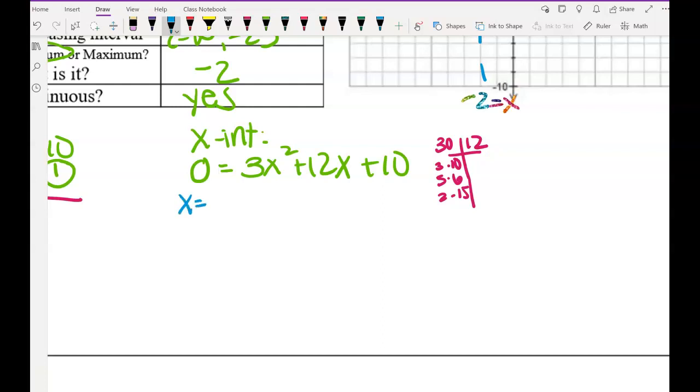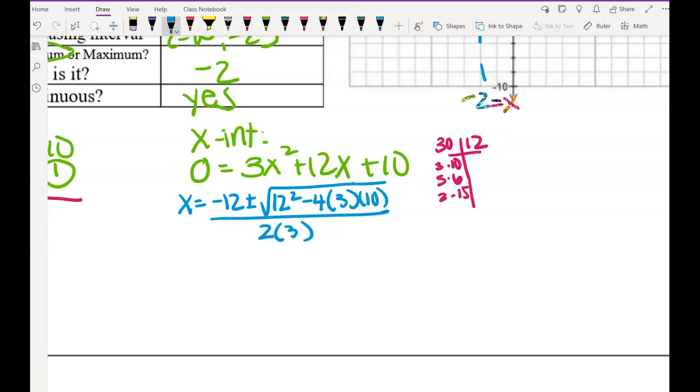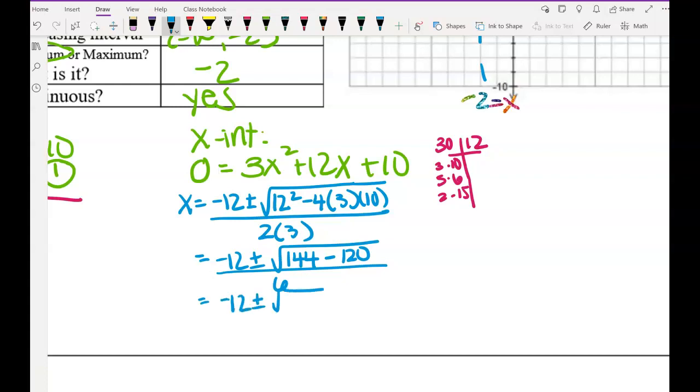X equals negative b, which is negative 12, plus or minus square root b squared, 12 squared, minus 4 times 3 times 10 all over 2 times 3. So that's going to give us negative 12 plus or minus, students, 144 minus 3 times 4 times 10. That's going to be 120 all over 6. Now, if we look at your 144 minus 120, what you want to do is do that first, which is plus or minus square root of 24 all over 6.